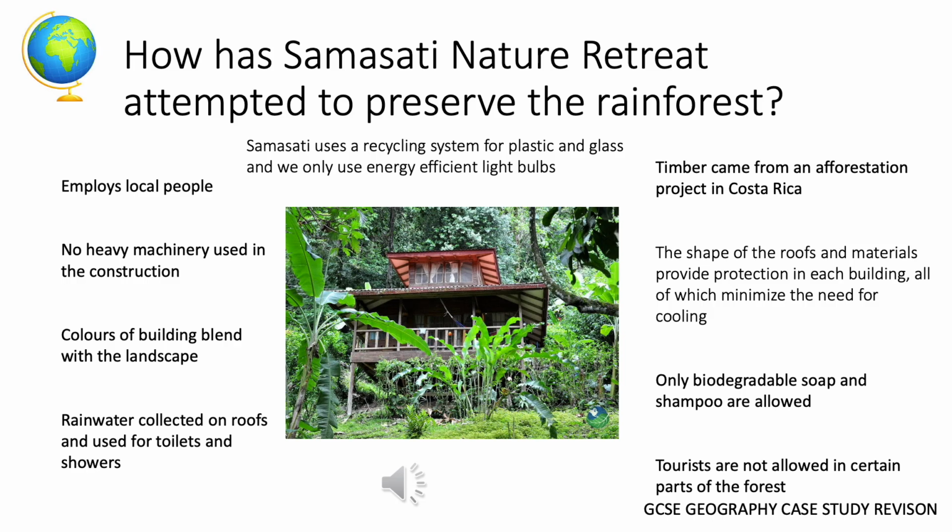The shape of the roofs and materials provide protection in each building, all of which minimize the need for cooling. If you look at the photograph, you can see this unique roof, which means that there is a reduced need for air conditioning and therefore the need for electricity being used in this resort. Also, only biodegradable soap and shampoo are allowed, and tourists are not allowed in certain parts of the forest. Again, consider how habitats and species are going to be impacted less as a result of this.